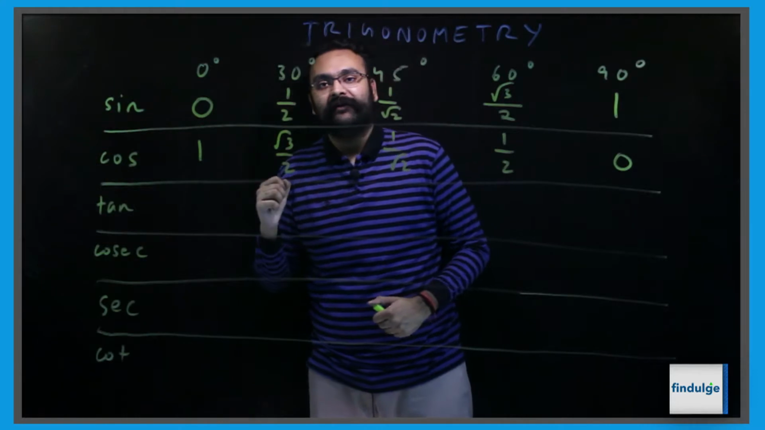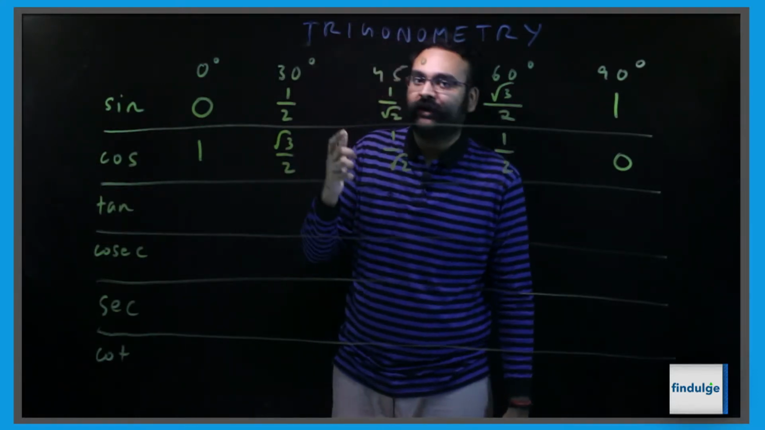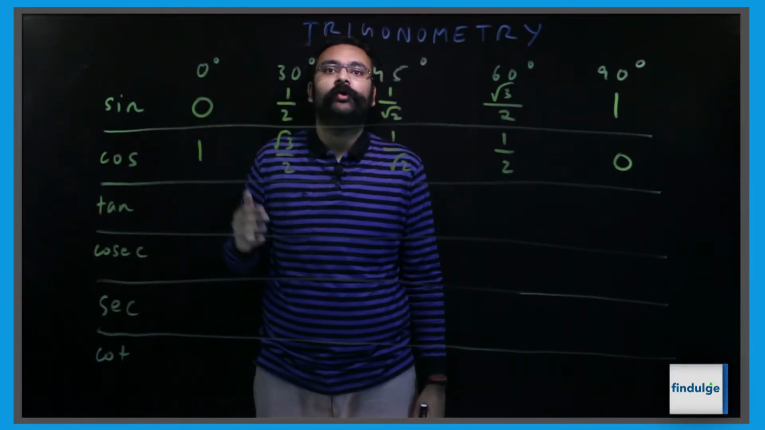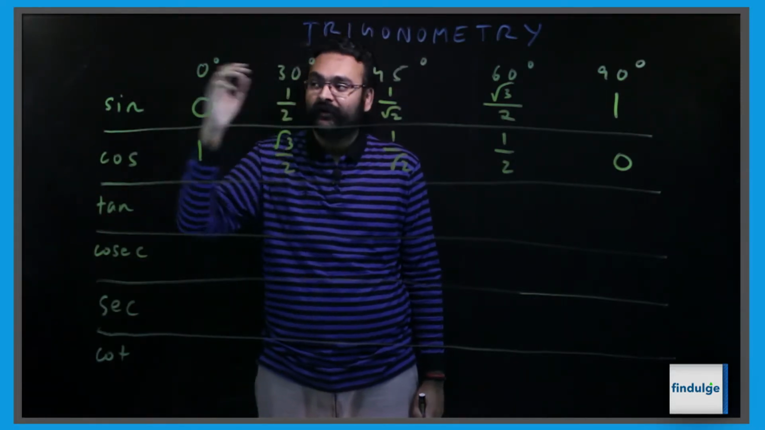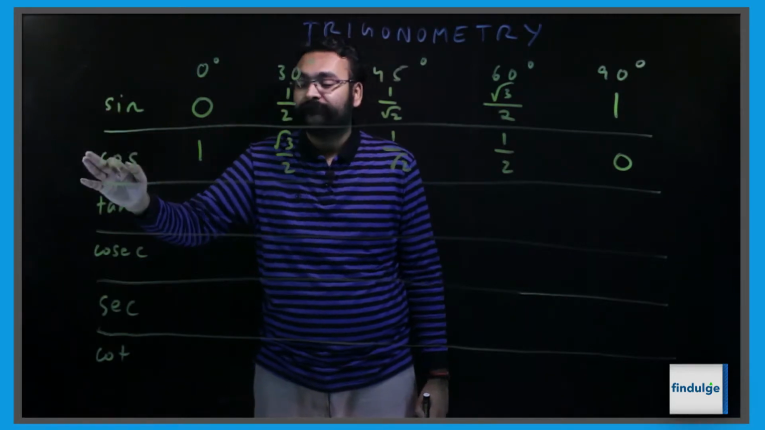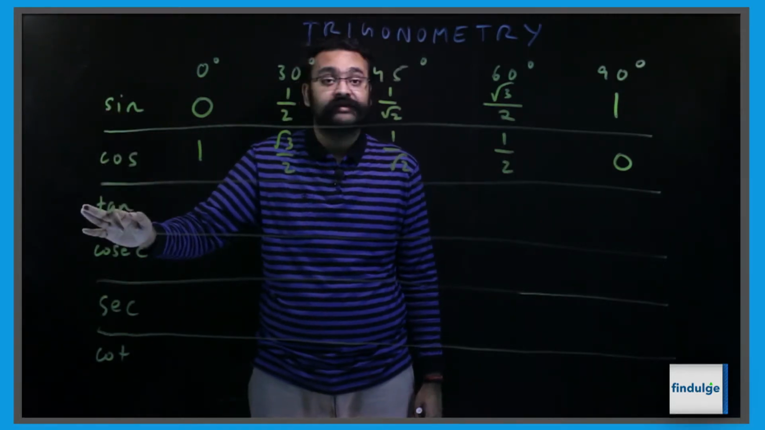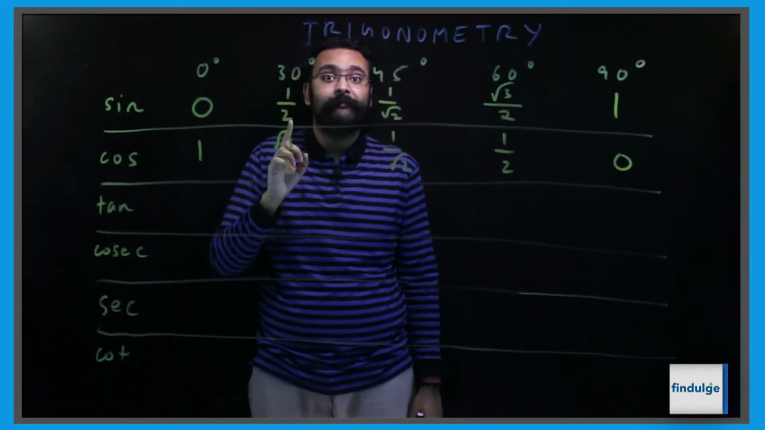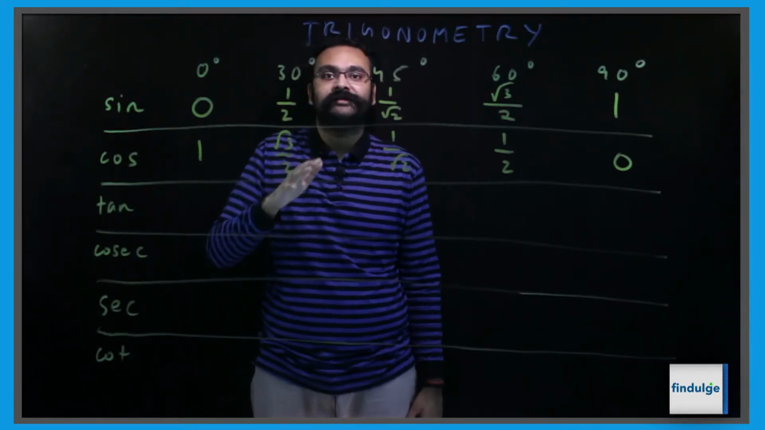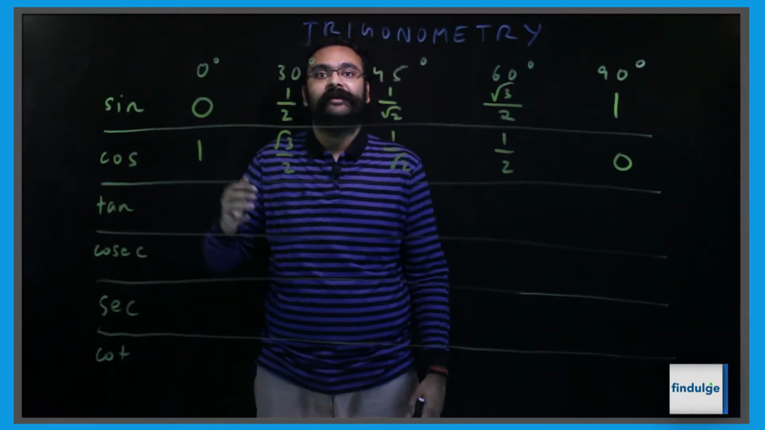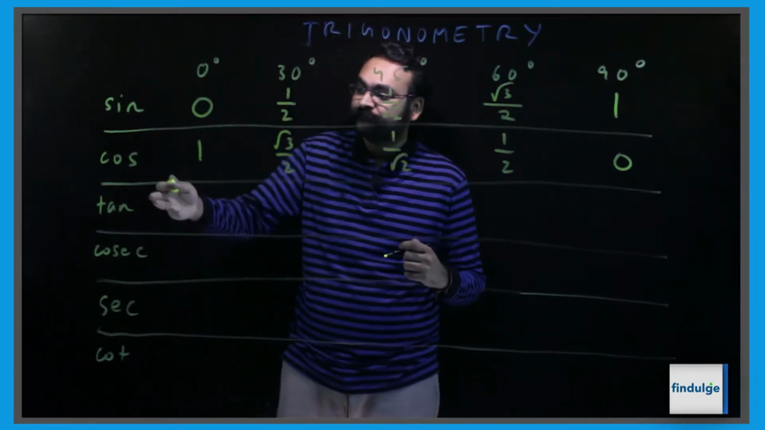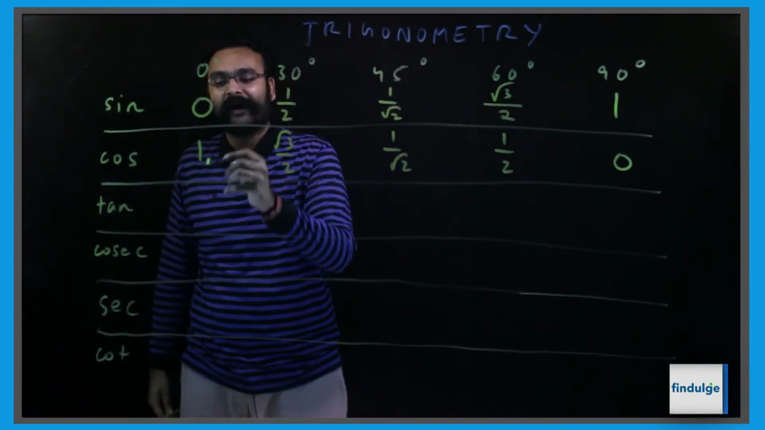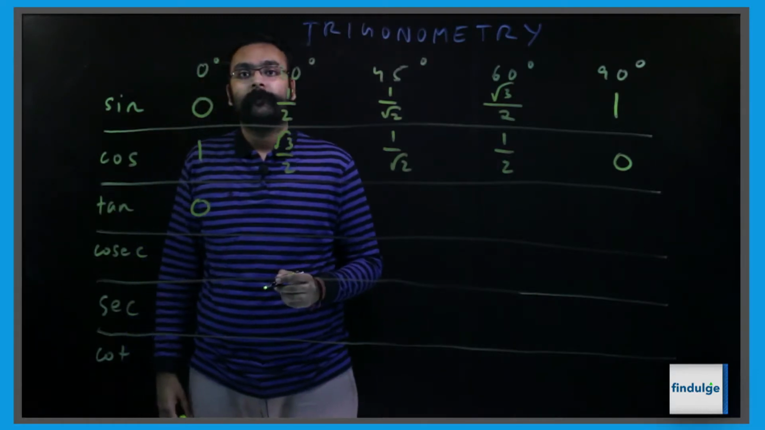Now coming to tan. Tan, and we will look at this later in terms of an identity, is of course nothing but sine upon cos. So if you think about it, this is P by H, this is B by H, this is P by B. If I do P by H divided by B by H, the H's will just get cancelled in the denominators. I'll be left with P by B. So tan 0, sine upon cos, 0 divided by 1, 0.